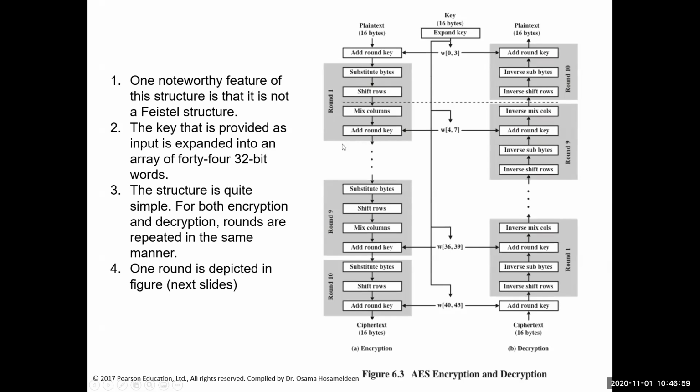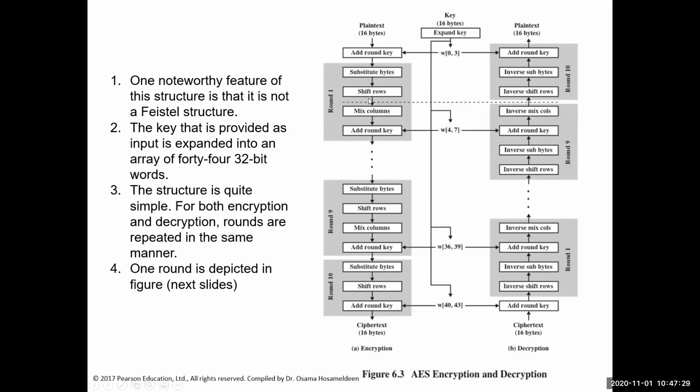Then we get into each round. Each round has four main operations. The first one is called substitute bytes. The second operation is shift rows. The third operation is mix columns. The fourth operation is add round key. This is the internal structure of the rounds. It contains these four operations, and we will get into the details of these rounds soon.